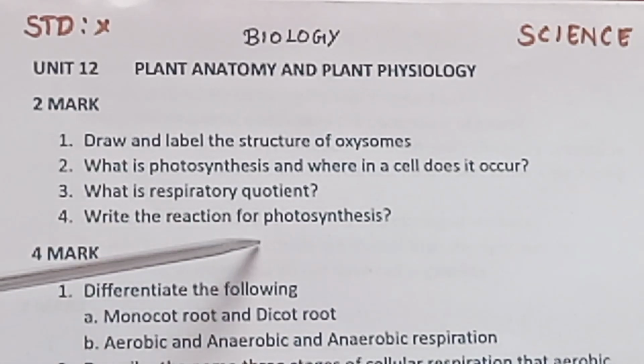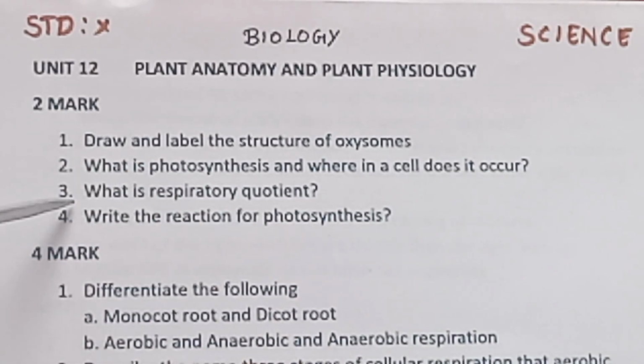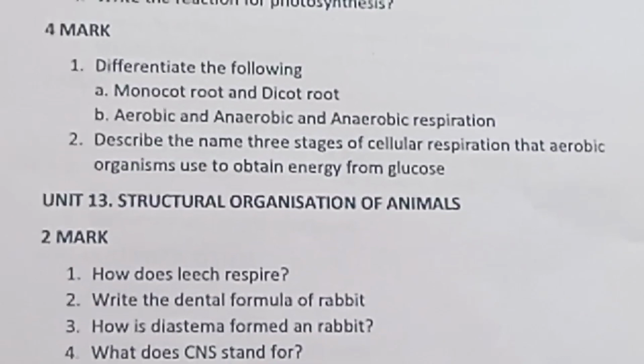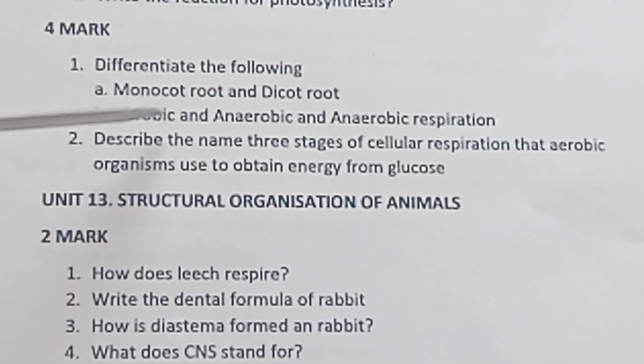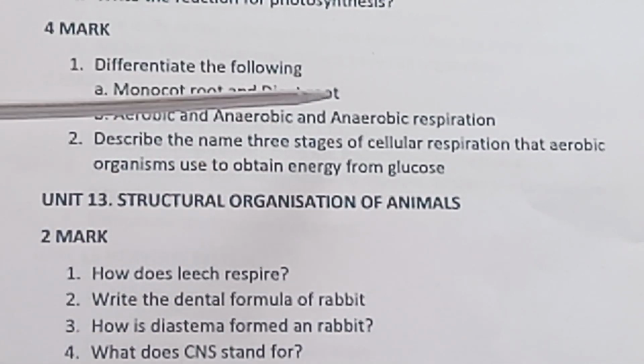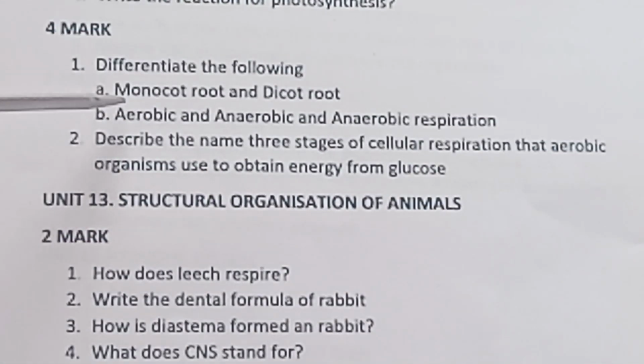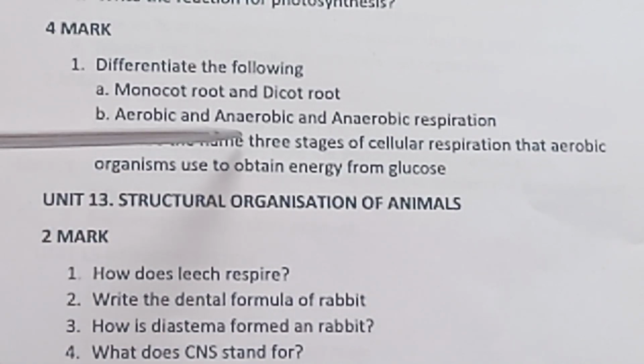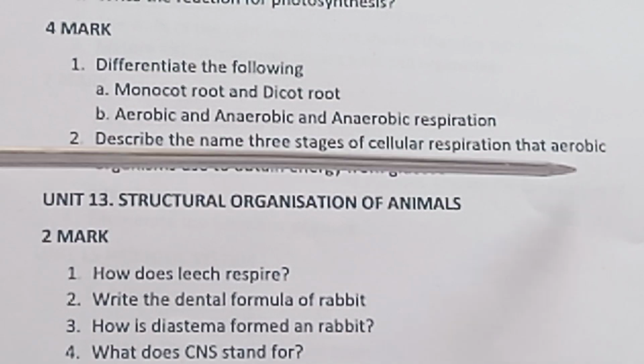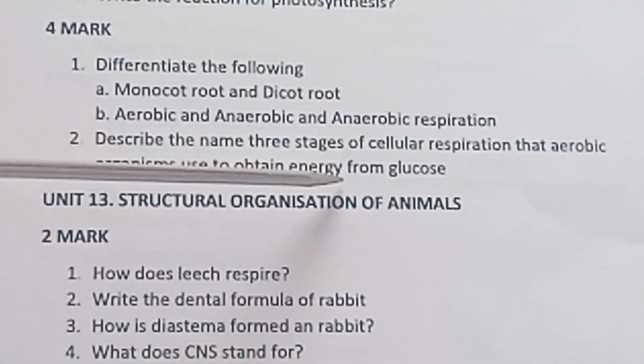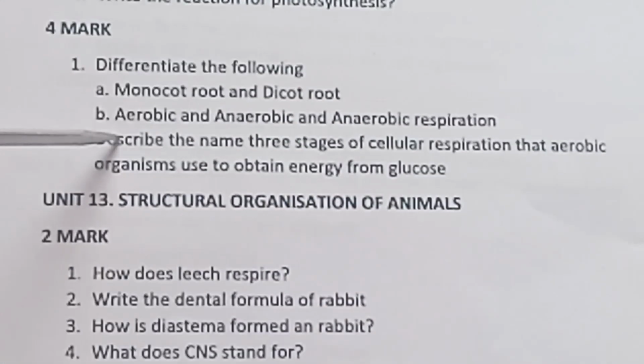Write the reactions for photosynthesis. Very important question. 4 mark, differentiate the following: monocot root and dicot root, aerobic and anaerobic respiration. Very important question. Describe the 3 stages of cellular respiration that aerobic organisms use to obtain energy from glucose. Important question.